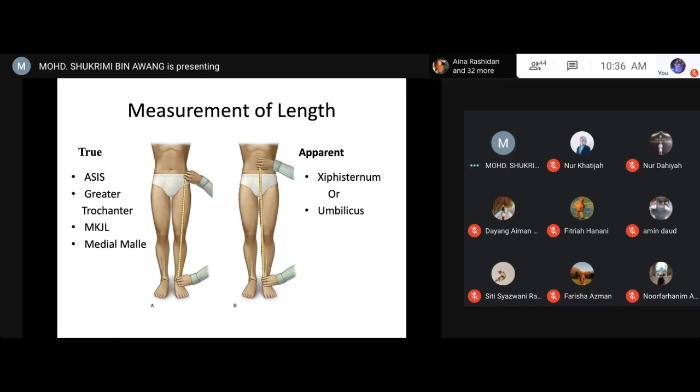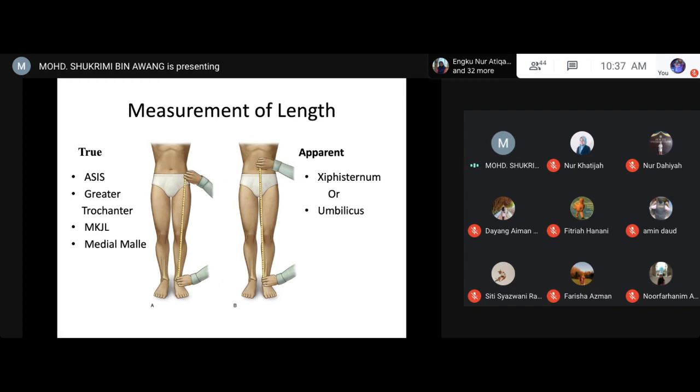We call it apparent length because we don't need to do any other maneuver. For apparent length, we just measure from either the xiphisternum or umbilicus to the medial malleolus, without needing to square the pelvis or equalize the level of the pelvis. Whereas when we want to do a true length, we need to make sure that the pelvis is level first. Only then do we measure, from the axis to your medial malleolus. Is it clear?